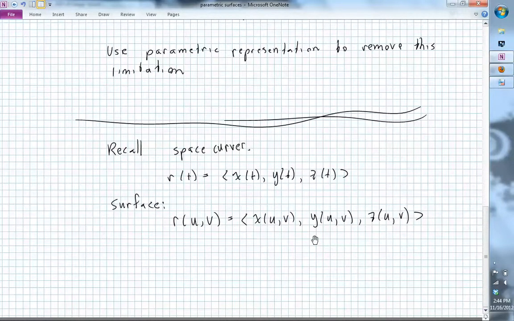All right, let's look at an example here. So let's consider this parameterization and see if we can figure out what it actually is.